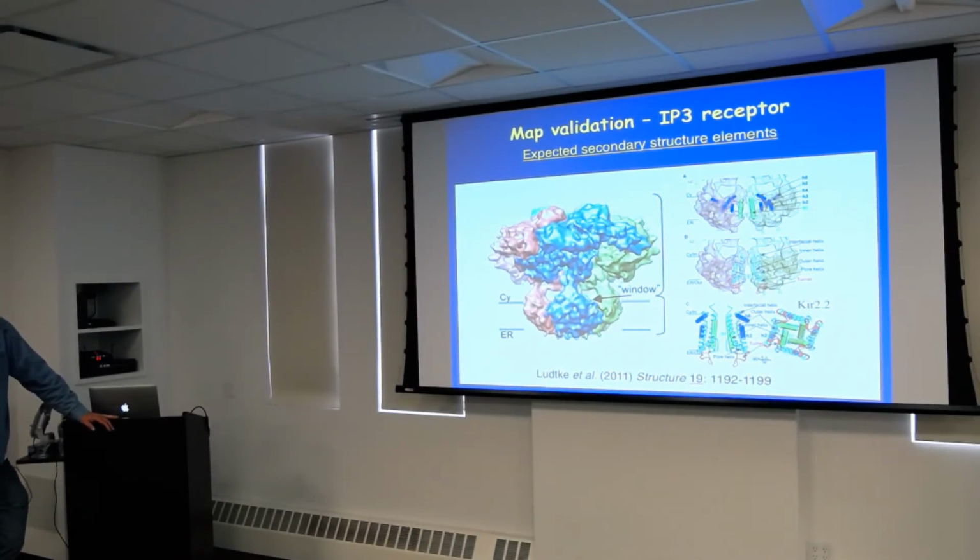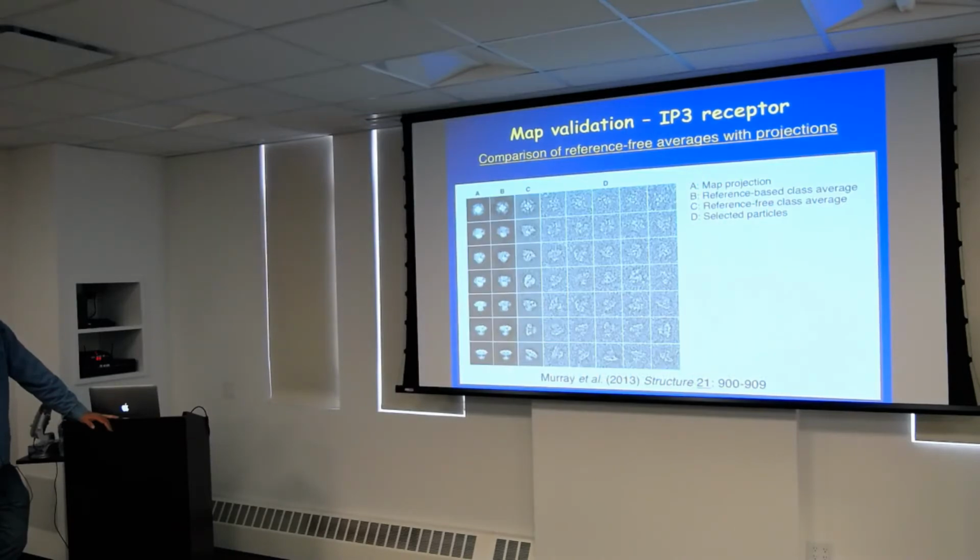But at least you can see alpha helices, and so it's getting there. And so they did also comparisons of projections from the density map with reference-based 2D averages and reference-free 2D averages, and they compare this to raw particle images, which I find difficult. But in any case, the averages at least match with the reprojection, so that was good.